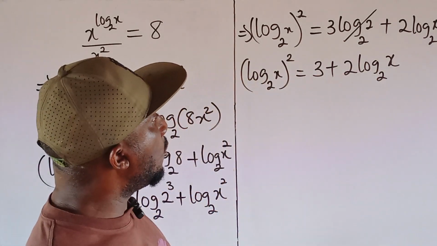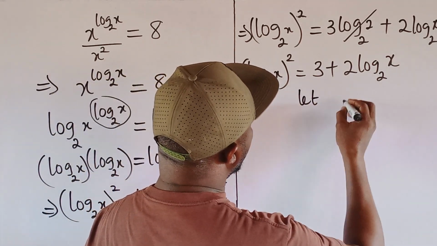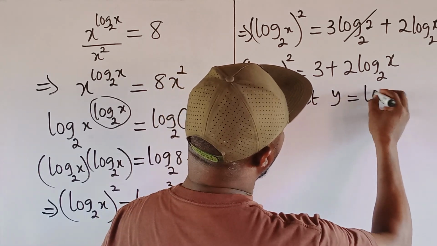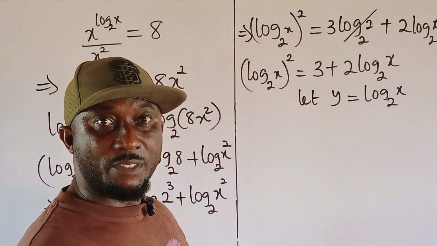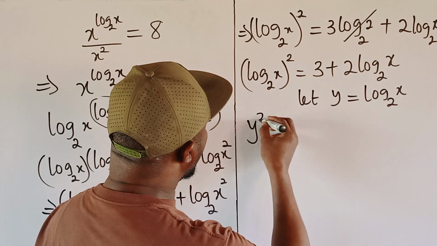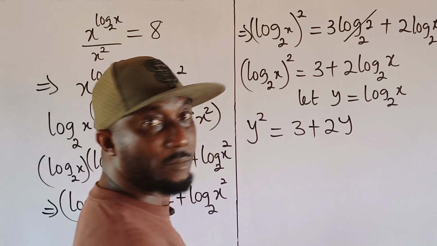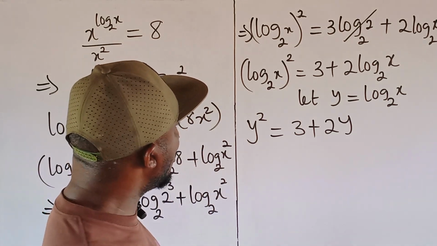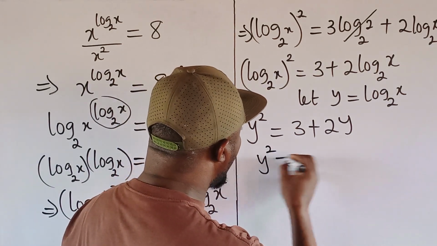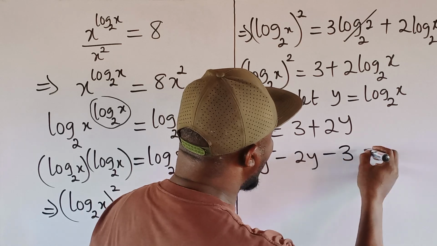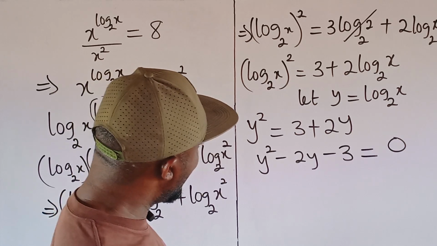Now, at this level, I shall then make a substitution. I will say let y equal to log to base 2 of the argument x. So on the left-hand side, I'm going to be having y squared equal to 3 plus 2y. So this is a quadratic equation. If I rearrange this in a standard form, we're going to be having y squared minus 2y minus 3 equal to 0. So this is a simple quadratic that can be factorized.